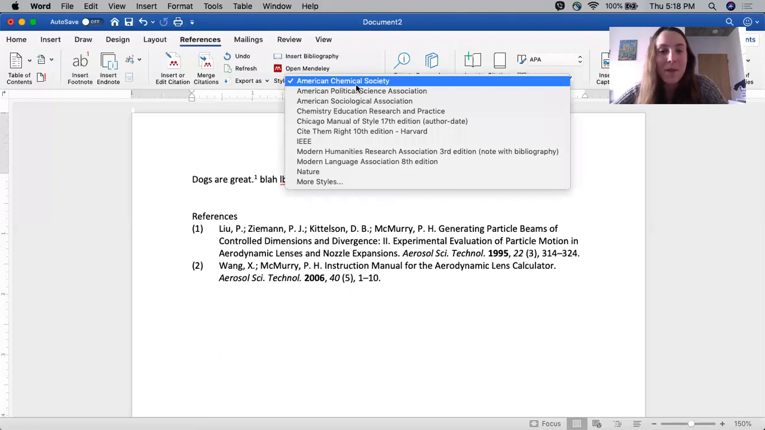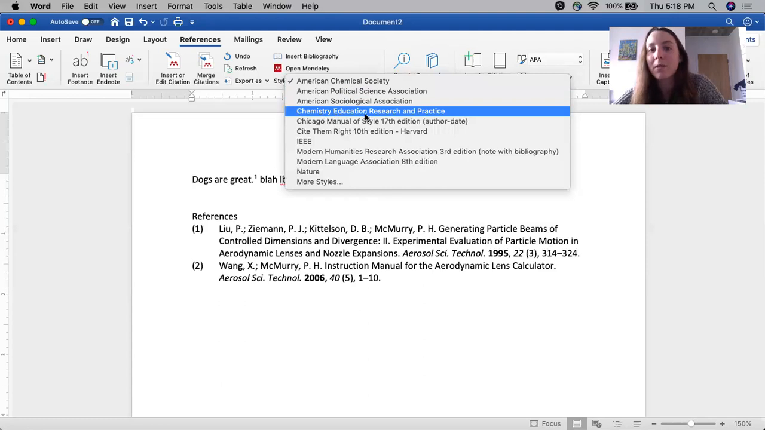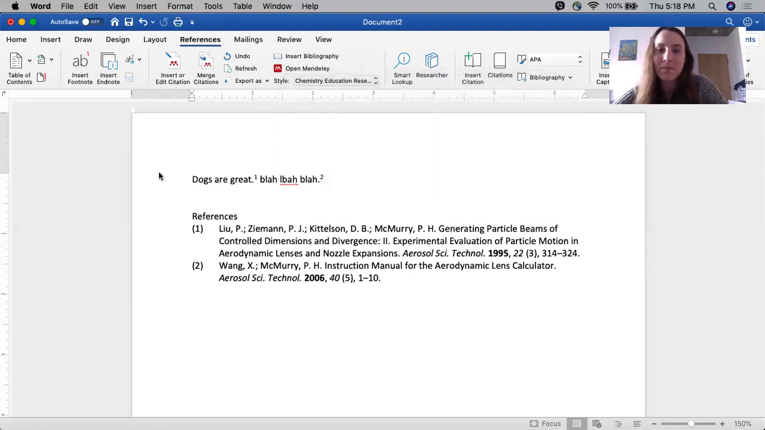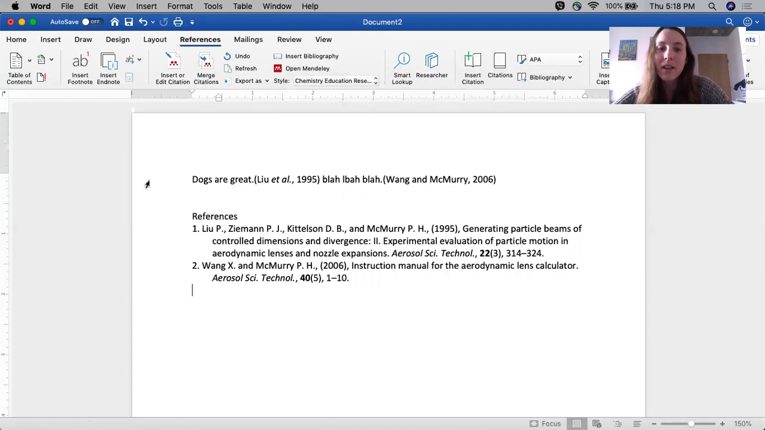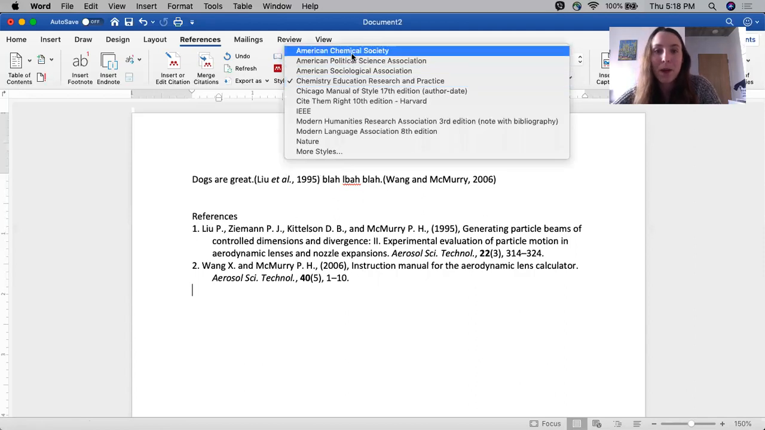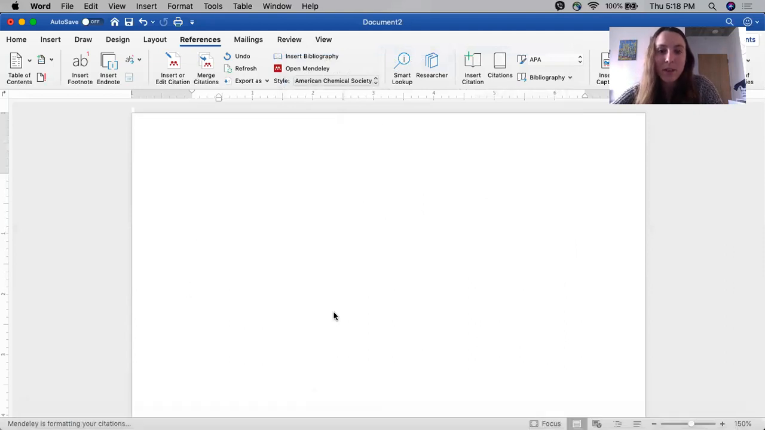And maybe you're trying Chemical Education Research and Practice as your new journal. It will automatically update the entire document for you. Where I used to have superscript numbers, now it shows how it should be written in this other format, and the references section is updated. Now those citations are in this new format. Okay, I'm going to put it back just for me.